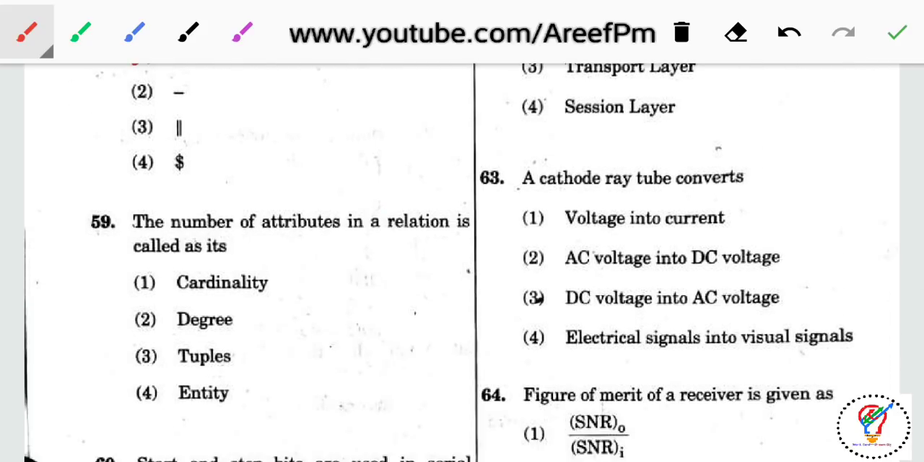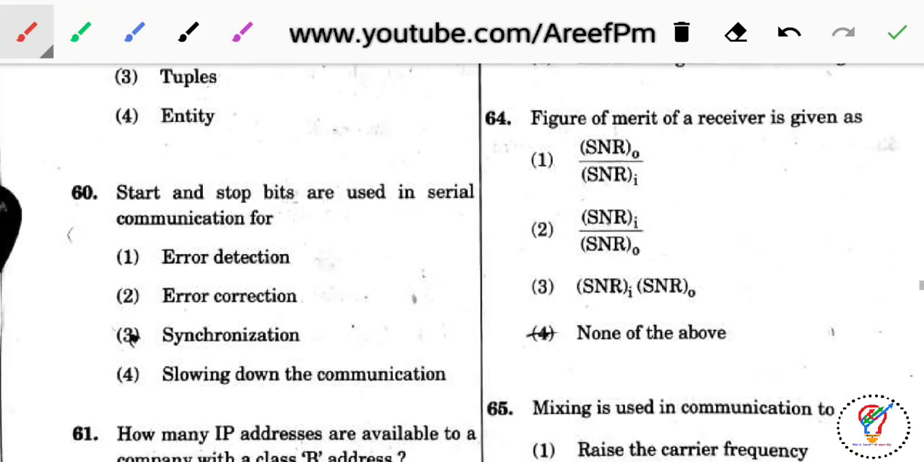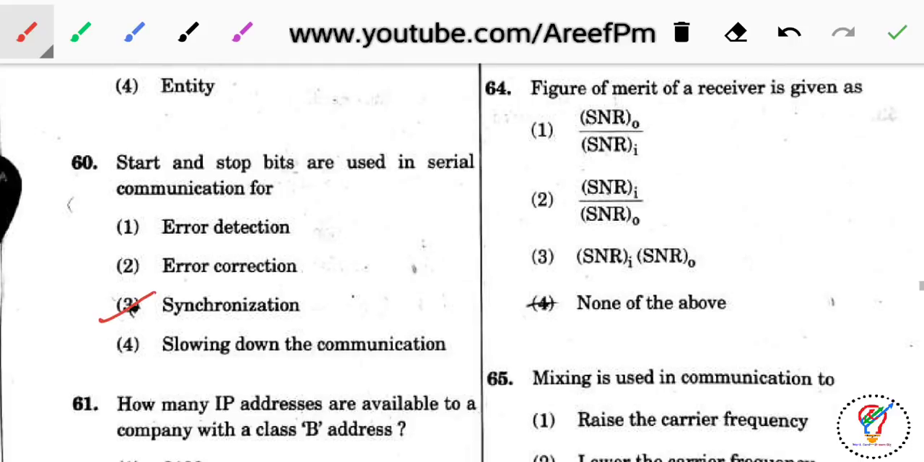Next one here, the number of attributes in a relation is called the degree. Next one here, start and stop bits are used in serial communication for synchronism purposes. Synchronism means we'll go for the same sequence, right?